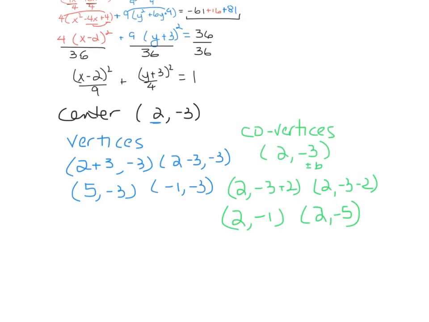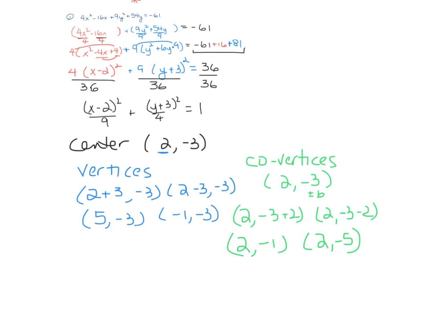I didn't find c. Let me go back here and see, did I find c? No. All right. Yes. For this, would a always be first and b always be second? For the ellipse, a squared is always the bigger number. When it's the hyperbola, a squared is always first. So for the ellipse, a squared is always the bigger number.